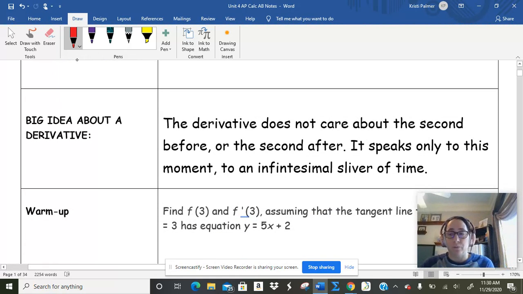Okay, so a derivative, again, is not talking about the second before or the second after. It is that, boom, instantaneous. It is that exact second. It is only that moment. It's like this infinitesimal sliver of time. Okay, so it's so cool. Like you're only, boom, not even that, because that was like more than a moment.